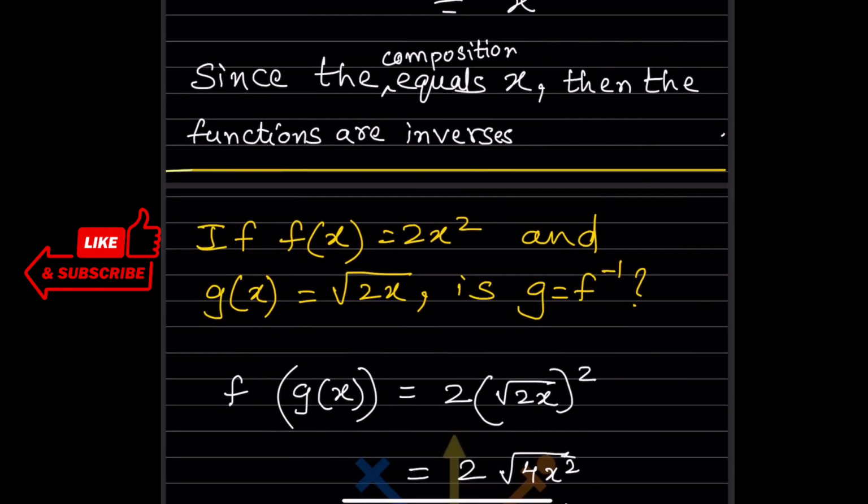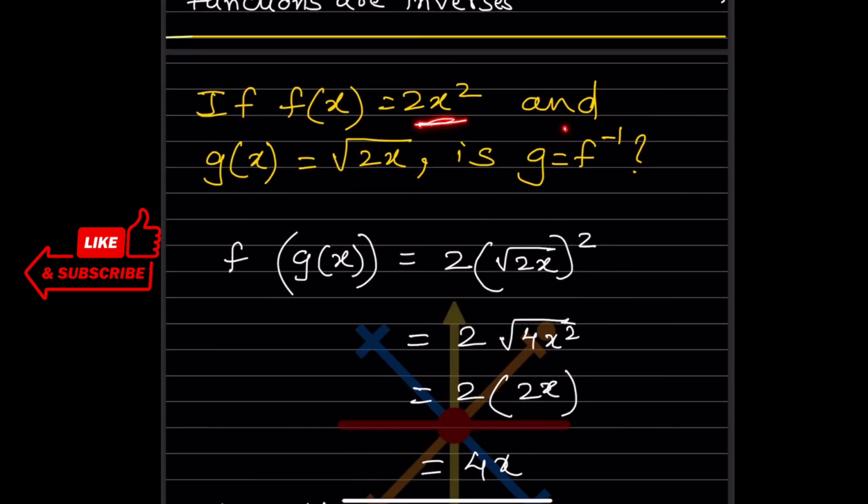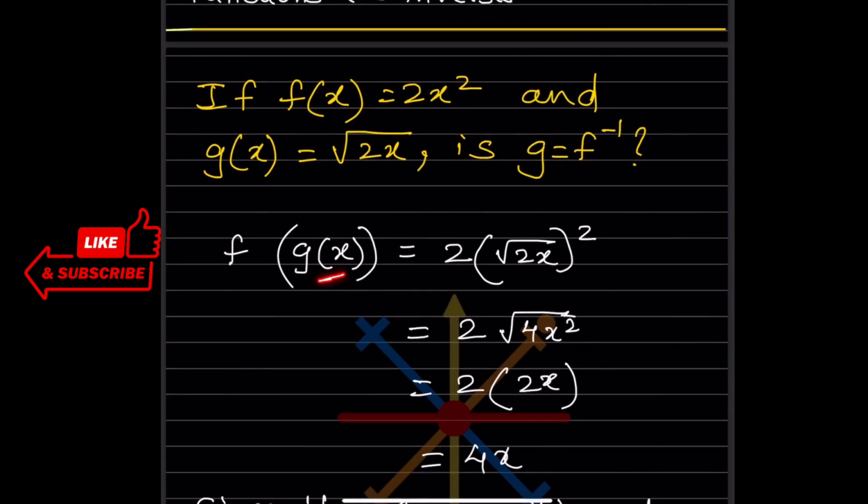Now in the next one, if f of x is 2x square and g of x is root of 2x, is g equal to f inverse? We have to see that. So we have to start with f of g of x. In this place, we are going to put g of x. Wherever you see x, you are going to put your g of x value. What is that? Root 2x. So in place of x square, you are going to put root 2x, but then we are going to square it.